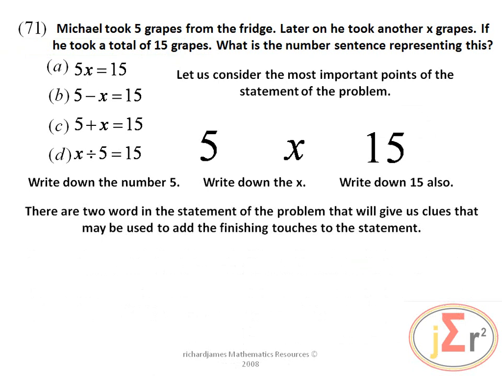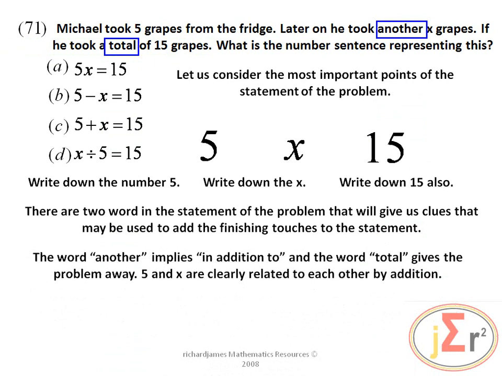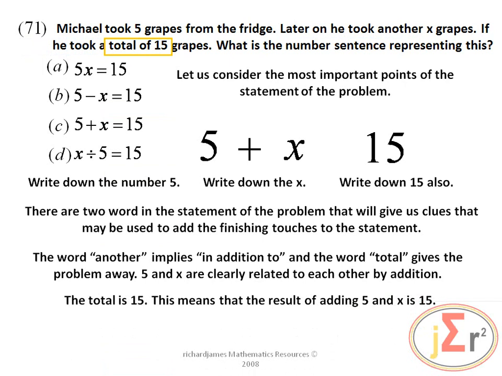There are 2 words in the statement of the problem that will give us clues that may be used to add the finishing touches to the statement. Total and another. The word another implies in addition to, and the word total gives the problem away. So we are sure that 5 and X are clearly related to each other by addition. Total of 15 grapes. The total is 15. This means that the result of adding 5 and X is equal to 15. The correct answer is option C.